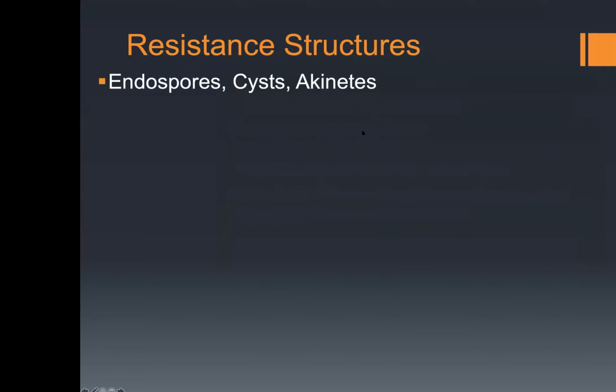Many of you, I hope, are aware that there's a range of different kinds of resistance structures. Sort of the classical one that's taught in general microbiology courses are endospores, right? Gram-positive groups like Bacillus, Clostridium, things like that will form these very hard resistance structures. But this has actually evolved multiple times in the microbial lineages. So you can also see cysts that are formed. In cyanobacteria, there's akinetes.